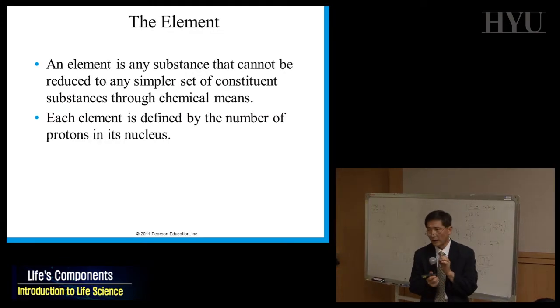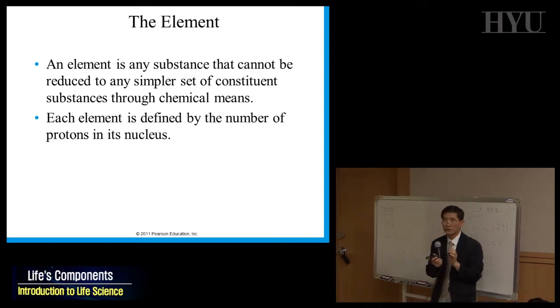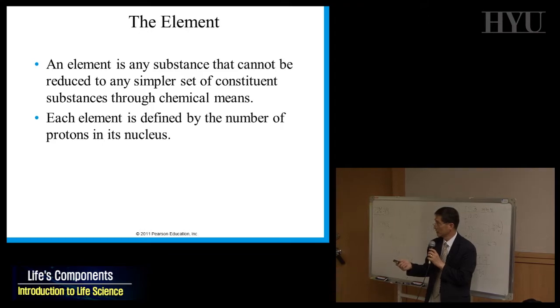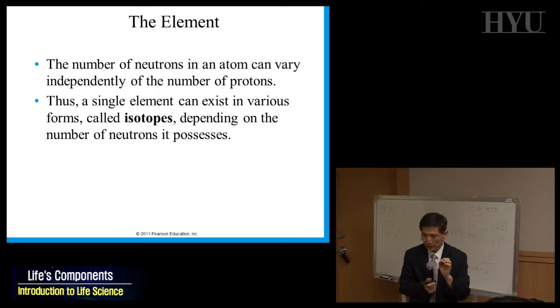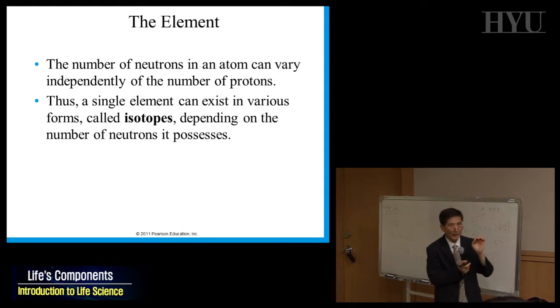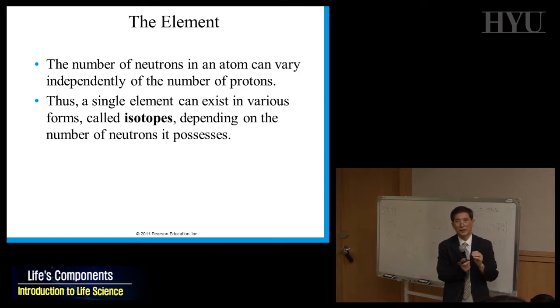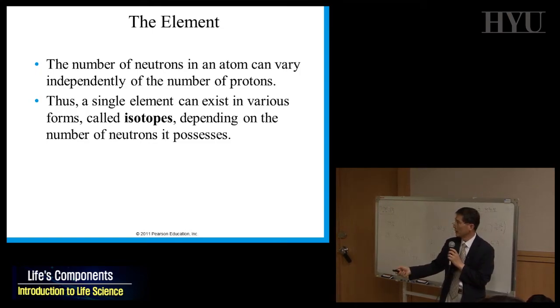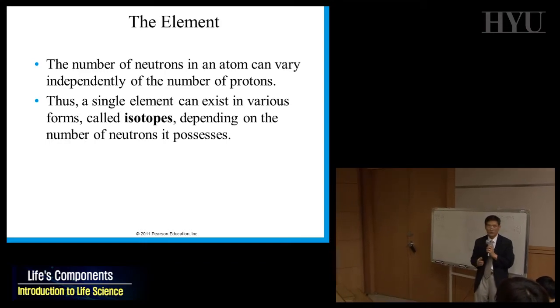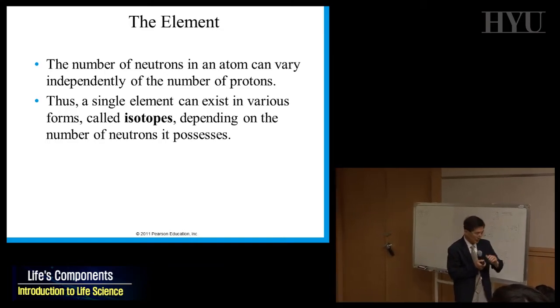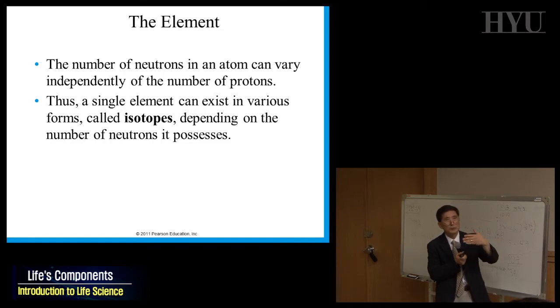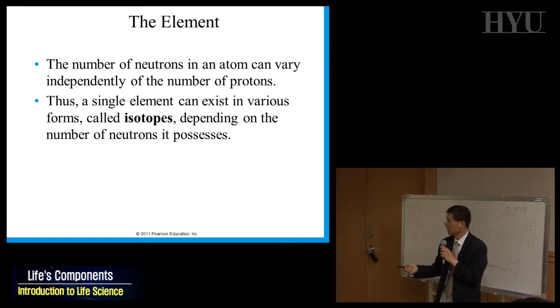The next term is element. An element is any substance that cannot be reduced to any simpler set of constituent substances through chemical means. The other term that we have to know from the book is isotope. Iso means same. An isotope is defined as a single element that can exist in various forms called isotopes, depending on the number of neutrons, because they're the same element but have different numbers of neutrons. So their molecular weight is different.